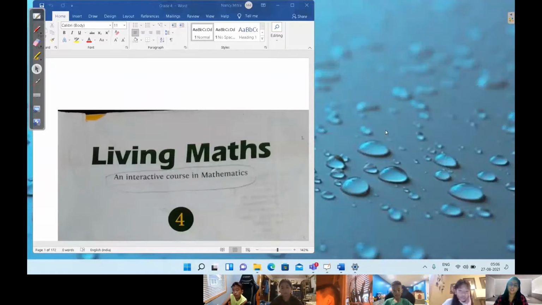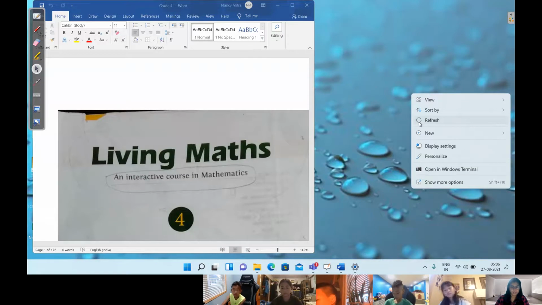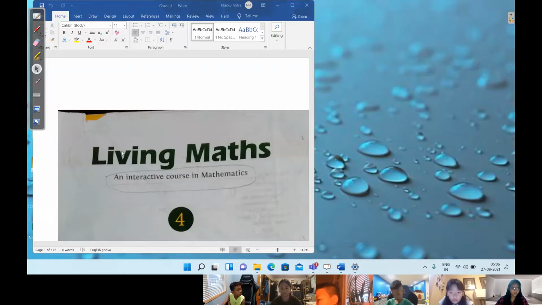So now I'm sharing my screen. Tell me, is it shared or not? No, I don't see it. I can't see your screen. All I see is people. Is it shared? Yes. Okay, good.